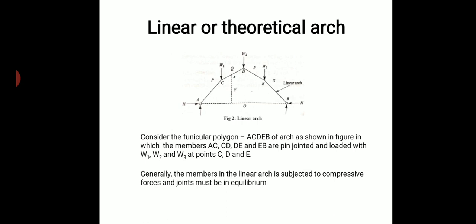AC, CD, DE and EB are pin jointed. Pin joints are the joints wherein the loads are applied. At A the load is due to the support reactions. At C it is W1. At D it is W2. At E it is W3. And at B it is again the support reactions.